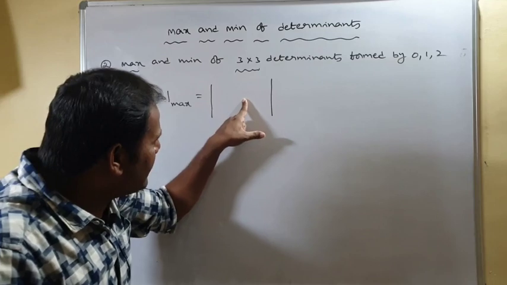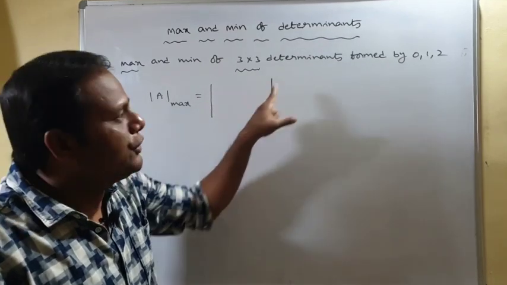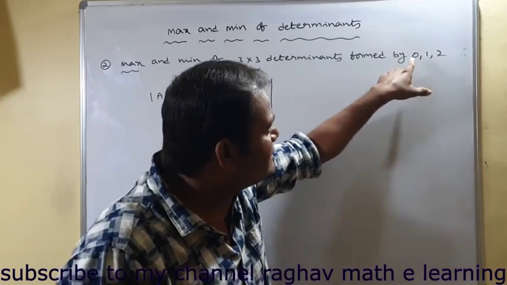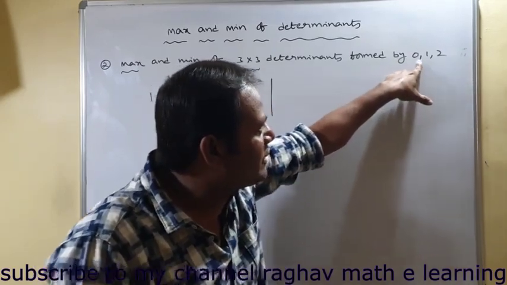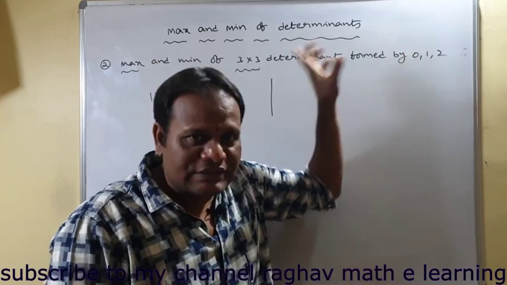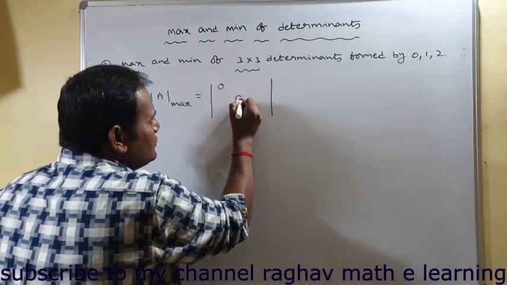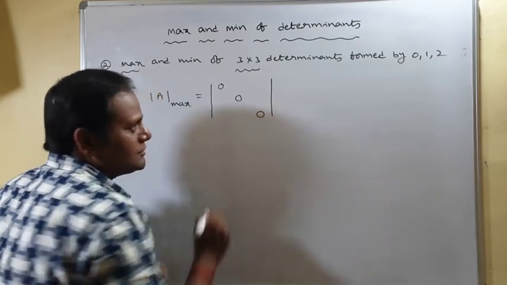In place of diagonal elements, you take the least number. Okay, what is the least number in the given numbers? That is 0, is it? So here you take 0. So this diagonal 0, this diagonal also 0.